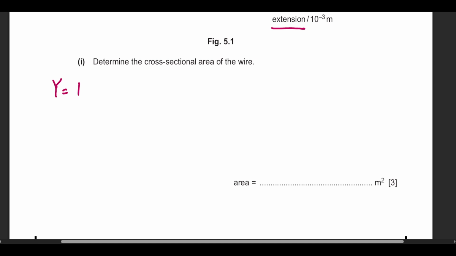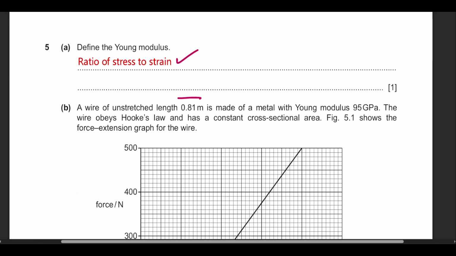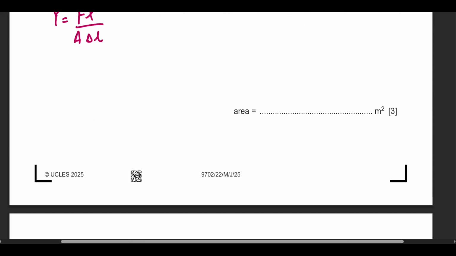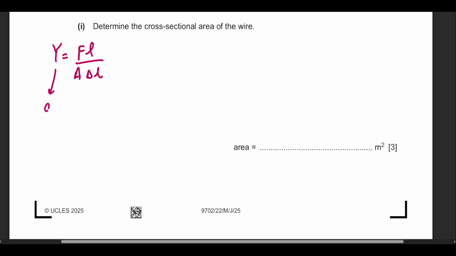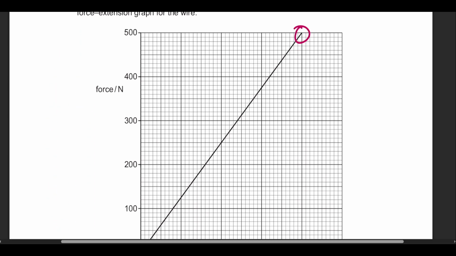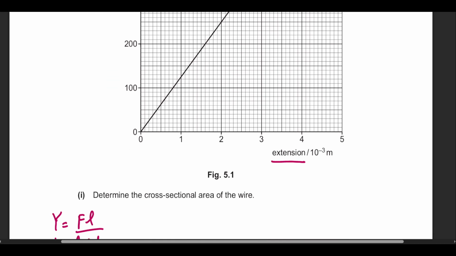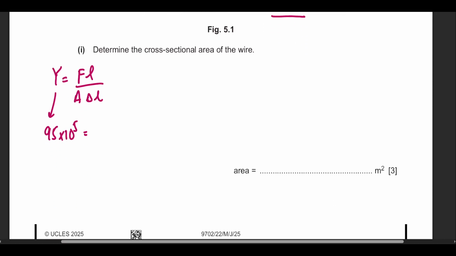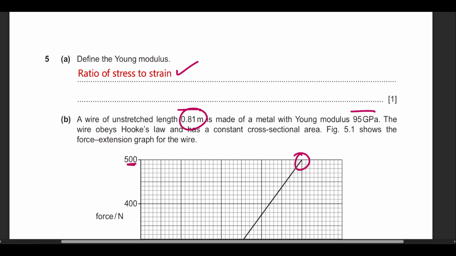So Young's modulus equals FL divided by cross-sectional area into change in length. The Young's modulus is given to you in the question, that is 95 gigapascals. So this Y should be 95 into 10 raised to the power 5 equals the force. We can choose a point that is exactly on the line, which is 500 on the force scale and 4 millimeters on the extension scale. So this should be 500 multiplied by 0.81. Where did we get the length of 0.81? That's given in the question as 0.81.